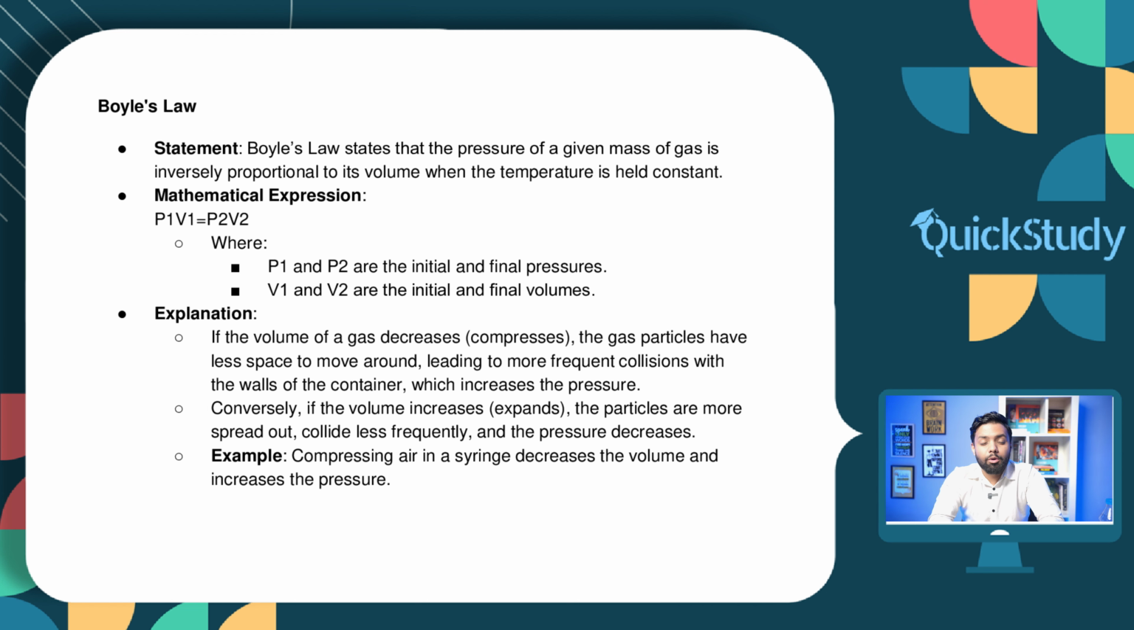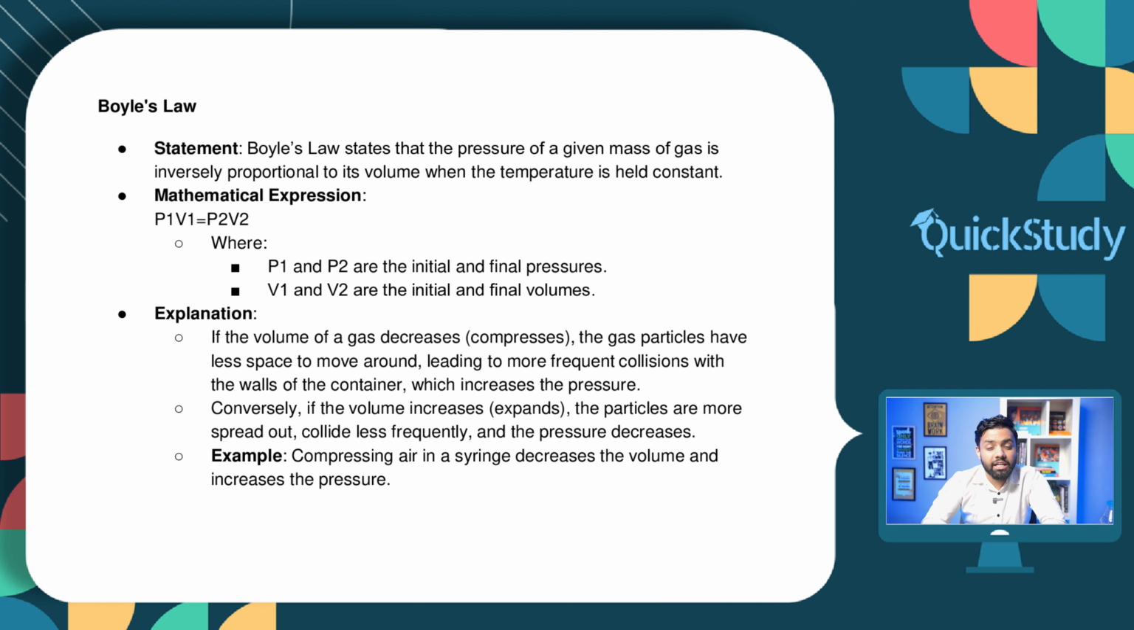So when we are talking about gases, we have to talk about Boyle's law. Boyle's law states that the pressure of a given mass of gas is inversely proportional to its volume when the temperature is held constant. It has a formula which is P1 V1 = P2 V2, where P1 and P2 are the initial and final pressures, whereas V1 and V2 are the initial and final volumes. So they are basically equal.